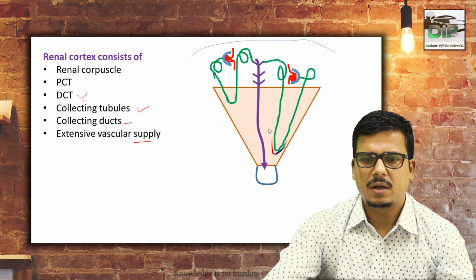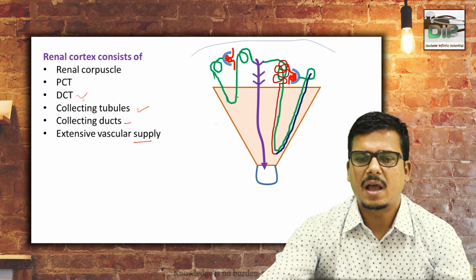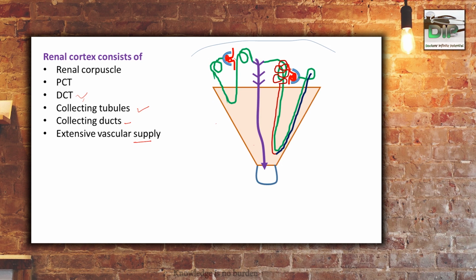So let's put the vascular component that continues as the efferent arterioles. This is the efferent arteriole region. The efferent arterioles again divide into capillaries. The capillaries lie along with this proximal convoluted tubule region. So these capillaries are called peritubular capillaries.